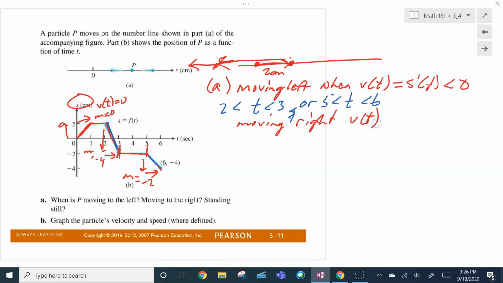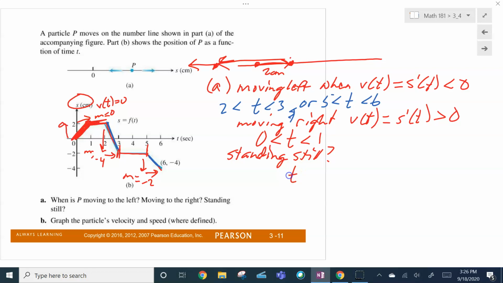When the velocity, which is again the slope of the tangent line, so the derivative of position, is positive. So that'd be right here, between 0 and 1. When is it standing still? That's when our slope is 0, so between 1 and 2, or right here as well, between 3 and 5. That's when it's standing still, right?